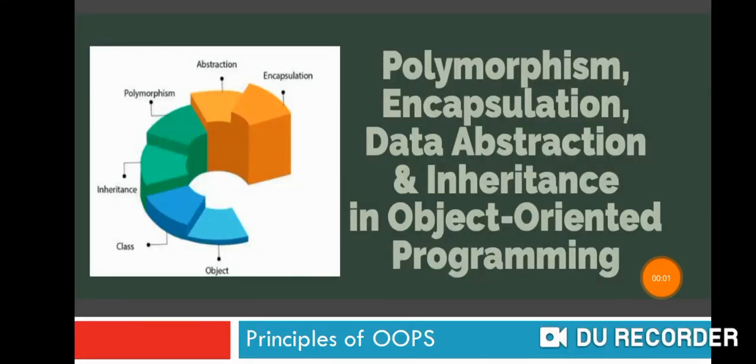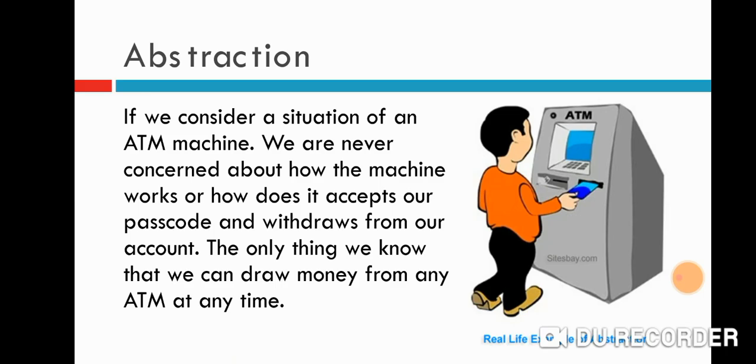Good morning, students. In the previous session, we had learned a few concepts of OOPS, and today we are going to focus on some other concepts of OOPS, that is polymorphism, encapsulation, data abstraction, inheritance, and a few Java terms. Let's see what is abstraction.